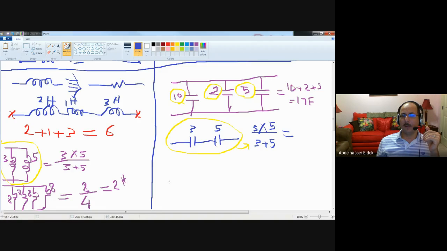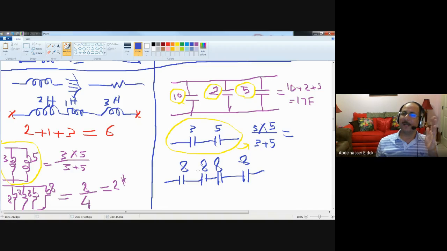And if you have a number of capacitors in series, like this, and all of them are equal. Again, this one is 8 farad, 8 farad, 8 farad, 8 farad. They are in series, okay? Then you apply the parallel rule. The parallel rule says what? If they are all equal, then it will be 8 divided by the number of capacitors, 1, 2, 3, 4. Divided by 4, that's 2 farad.